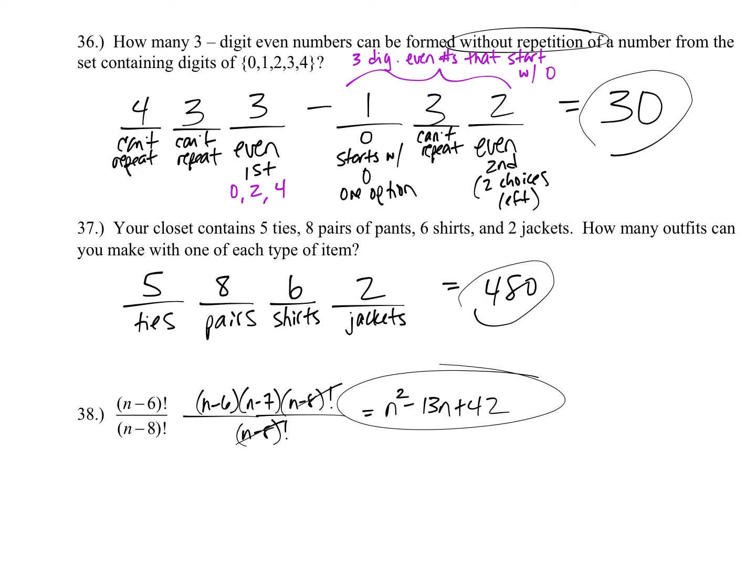Remember, the strategy is to start writing out like n minus 6. If you decrease this by 1, it becomes n minus 6, n minus 7, n minus 8, and so on.